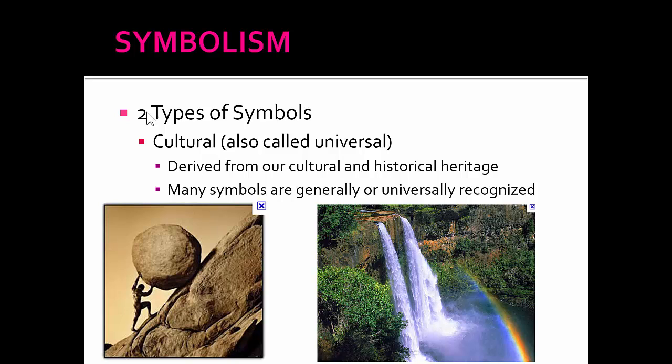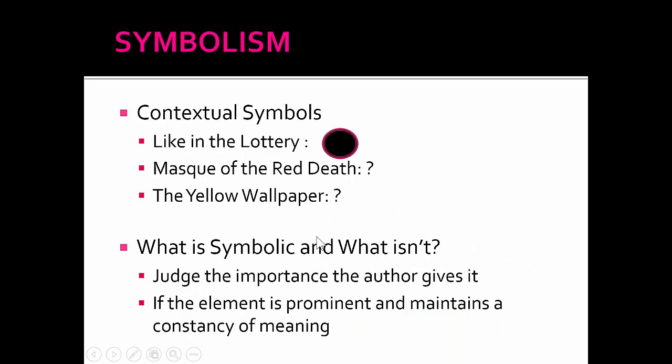Because they're just generally known because they're so widespread. That's what a universal symbol is, okay? Now here's the second kind of symbol. It's called a contextual symbol. A contextual symbol is different because it only exists as a symbol inside of the story, okay? It became symbolic of something inside of the story.